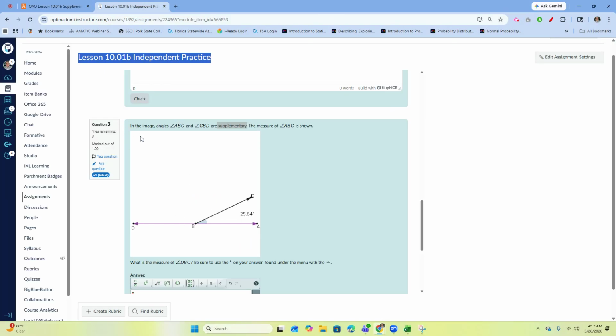So here I'm showing you question number 3. You can see I have two angles. Both angles are part of a straight angle that is 180. I know one of the angles, 25.84. How much do I need to add to this angle so I can get 180? So that's the way we're going to do it.